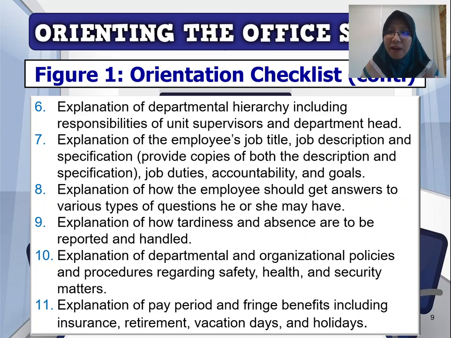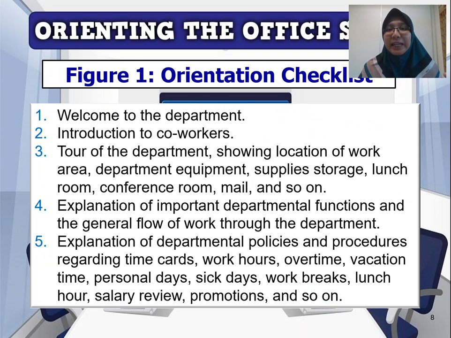Okay, so it's very important to make sure of your attendance at the job, and if you are absent, you need to have a concrete reason why you do not come to work. Okay, number 10, explanation of departmental and organizational policies and procedures regarding safety, health and security matters. And lastly, explanation of pay period and fringe benefits that include the insurance, the retirement, vacation days and also holidays. Okay, so again there are 11 items in the orientation checklist.